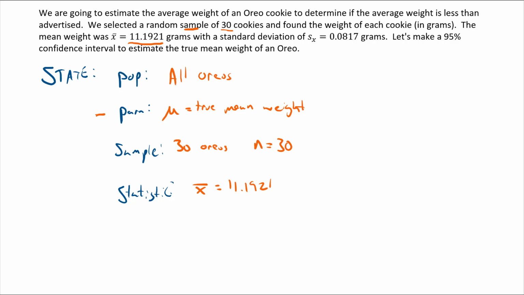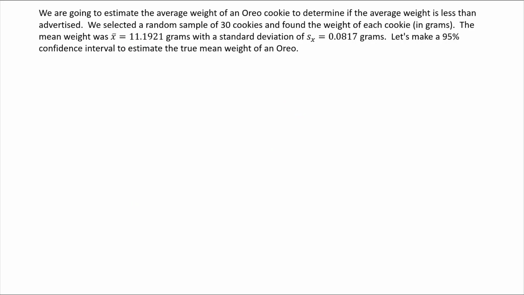So again, the only two things that have changed are on our parameter. Instead of having a true proportion, we have a true mean. And in this case, for our statistic, instead of having a p-hat, we have an x-bar. Because a p-hat is dealing with a proportion, and we're dealing with the means, we're talking about x-bar. So there's two things that changed in the state part of this. Alright, so let's go on to our plan part.